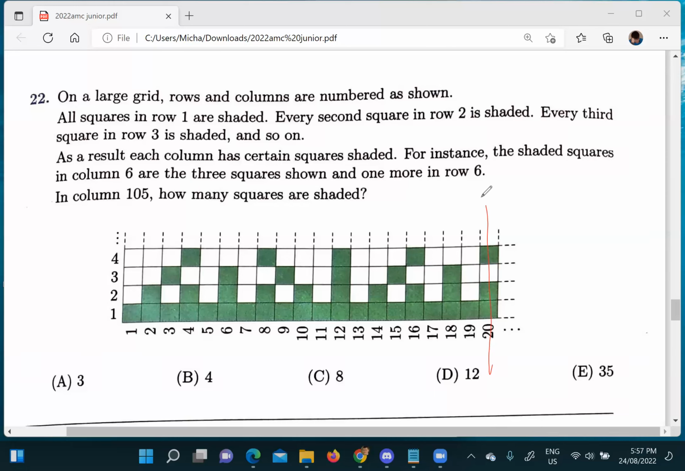Okay, so in column 105, can you name a row that's shaded? When you name them all, then you have the answer. You just count them. So in column 105, 1, 5. What else? Three.